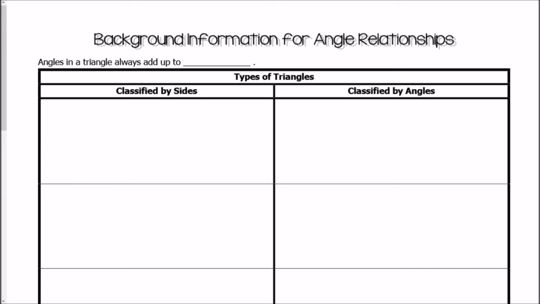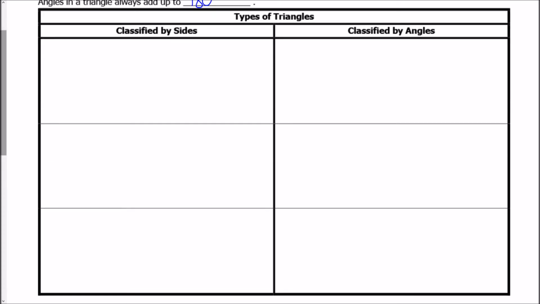So the first thing that I want you to write down is that angles in a triangle always add up to 180 degrees. Okay, now we've got different types of triangles. We've got triangles that can be classified by their sides and triangles that can be classified by their angles. So triangles that are classified by their sides, the first type of triangle is an equilateral triangle.